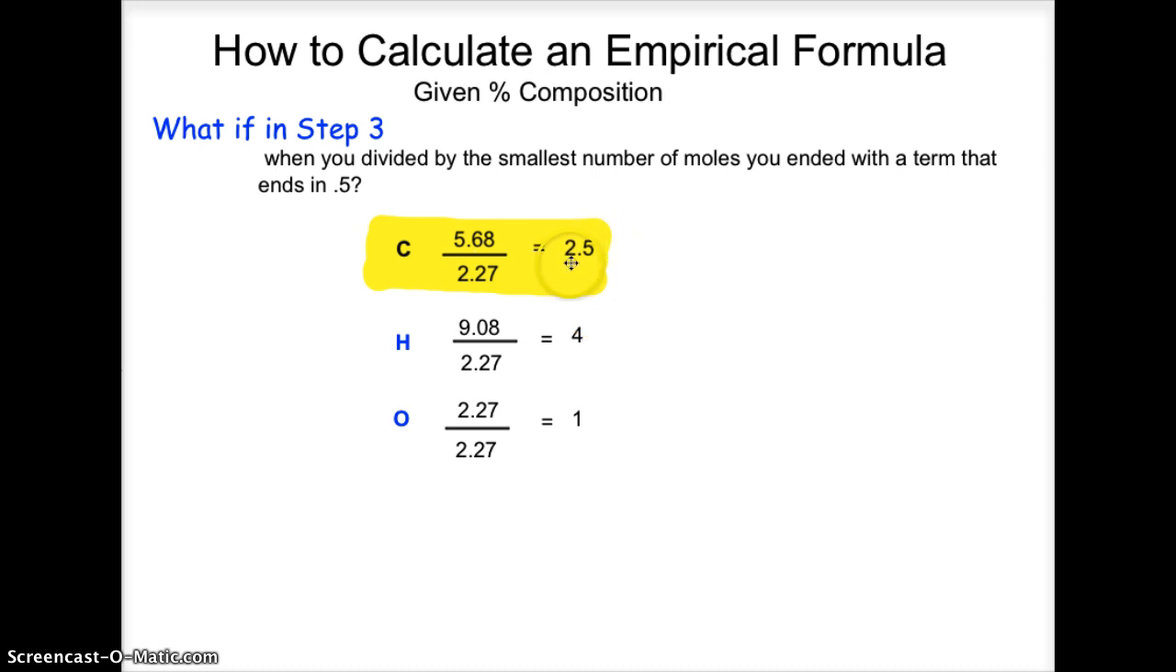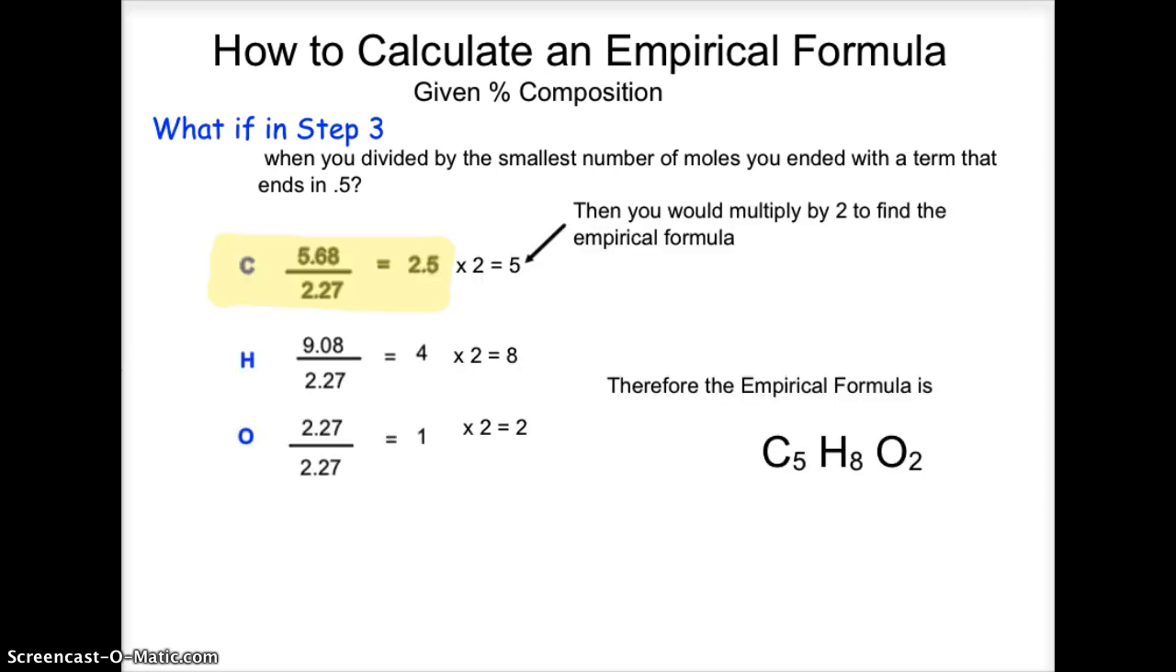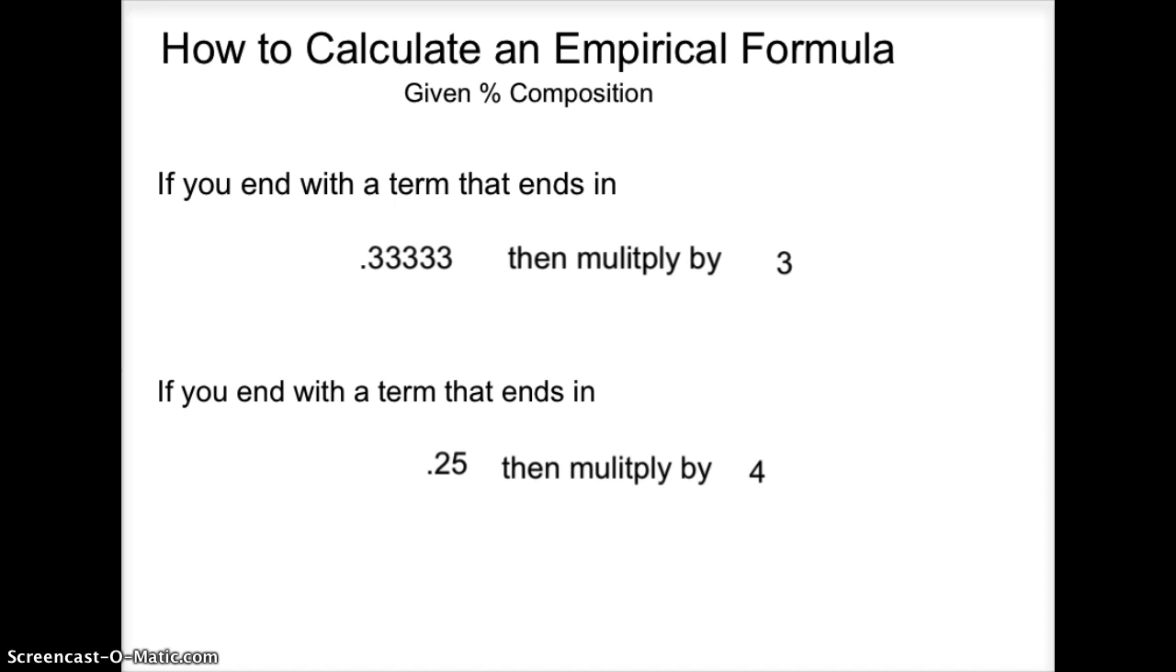So if you end in a term that ends in 2.5, as in this case here, I arbitrarily put this number 5.68, that would be the moles of carbon we had, divided by the smallest number of moles, 2.27, and if I come up with a term of 2.5, you will have to multiply all of those terms by 2. You would multiply by 2 to find the empirical formula. So you would then have an empirical formula of C5H8O2.